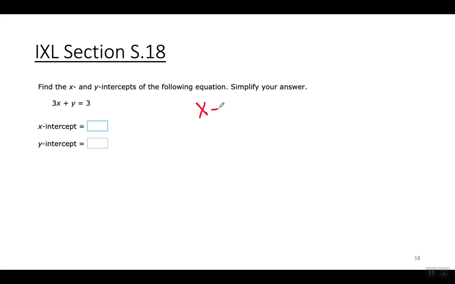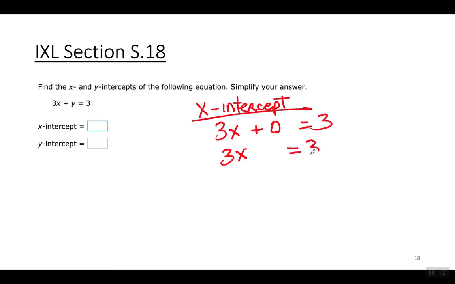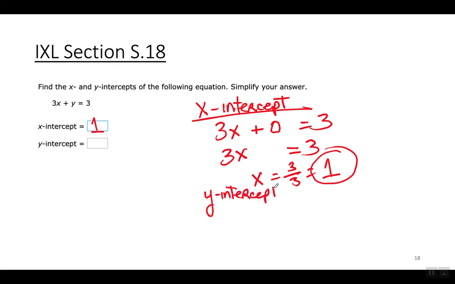All right, so the X-intercept. To find the X-intercept, I'm going to make Y equal to 0. So that means that 3x equals 3. So x equals 3 over 3, which equals 1. And the Y-intercept, I got to make x equal to 0. And if you make x equal to 0, the answer is right there.